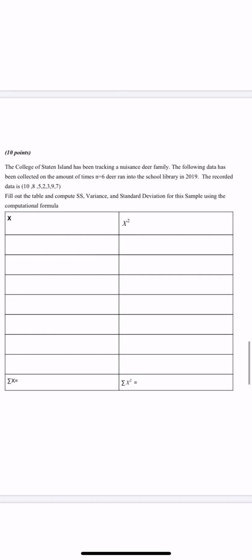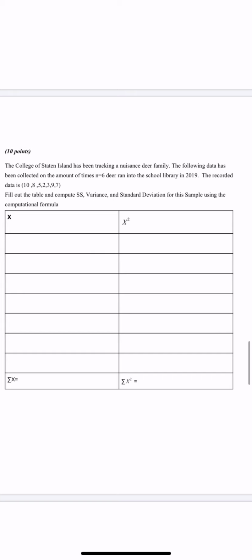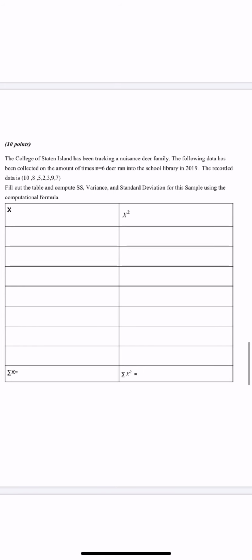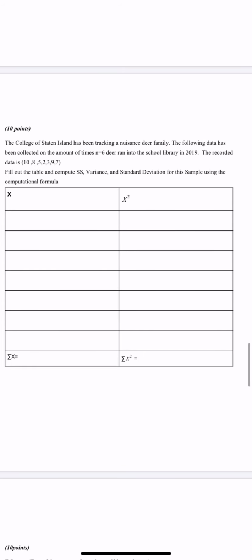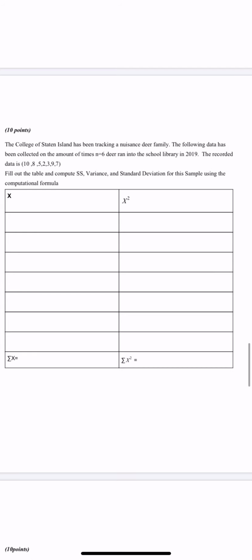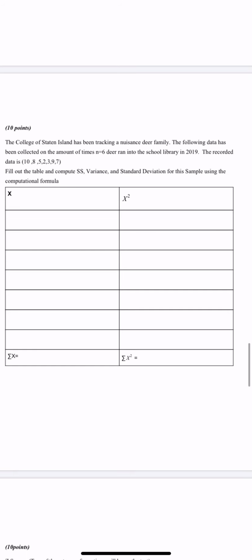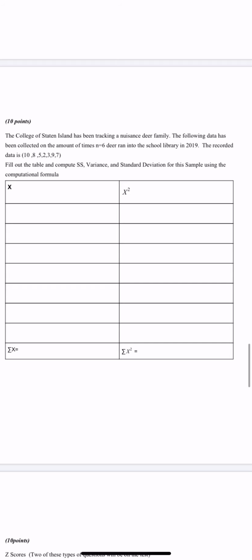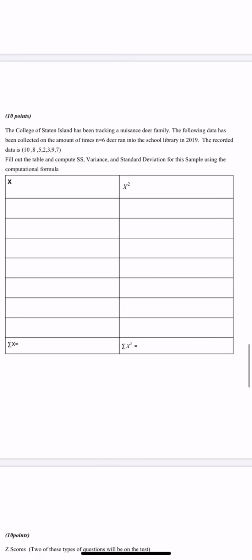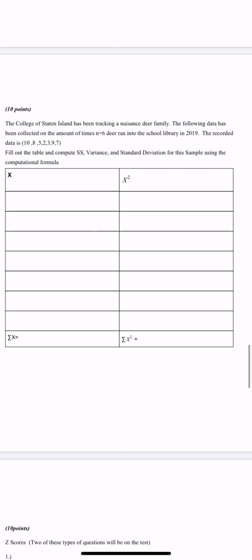Fill out the table and compute SS, variance, and standard deviation for this sample using the computational formula. You can also use the definitional formula if you want. All you have to do is pull up the Chapter 2, 3, 4 worksheet, and I have both of those there. You'll have the tables there, and I might just provide it on the test as well, so it's right there on the test. But you also have it as well.